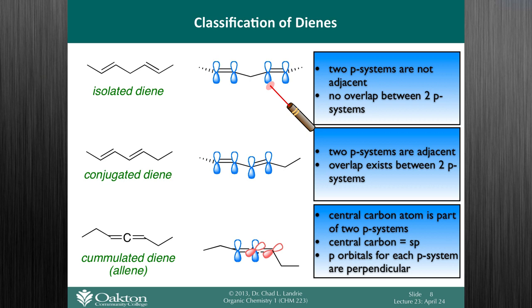In a conjugated diene, the pi systems are adjacent to one another, which means that the p orbitals are able to overlap, increasing delocalization and stability of that system.